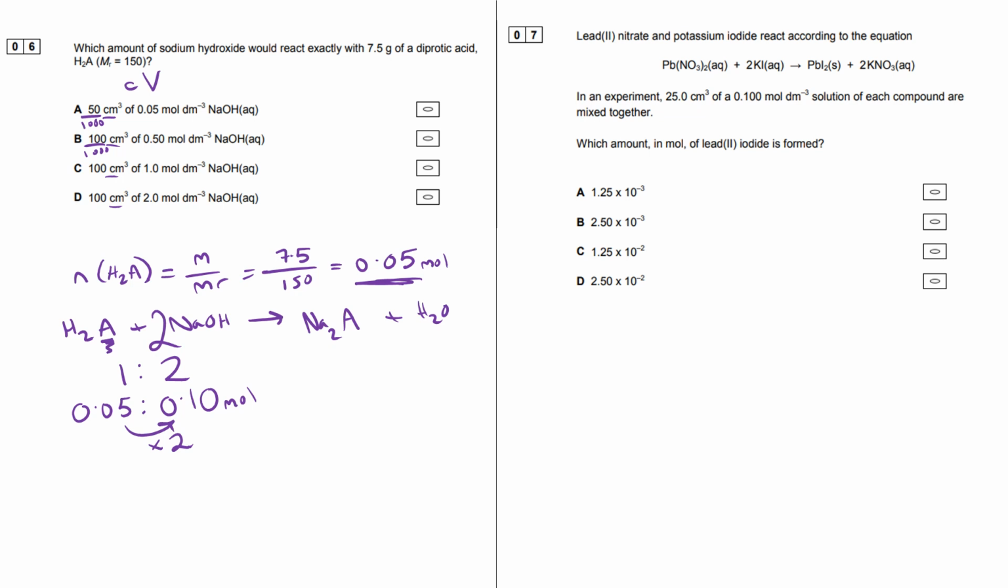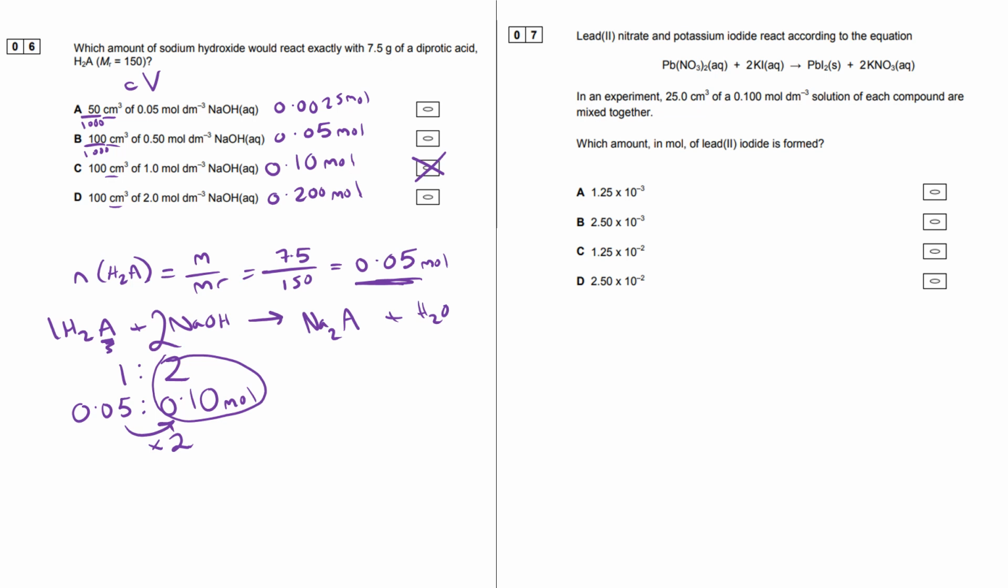So in A we have 0.0025 moles, B we have 0.05 moles, C we have 0.1 moles, and D we have 0.2 moles. So from the calculation below you can see that the correct moles of sodium hydroxide should be 0.1, because it's a 1 to 2 ratio of the acid to the sodium hydroxide. Answer C is correct.